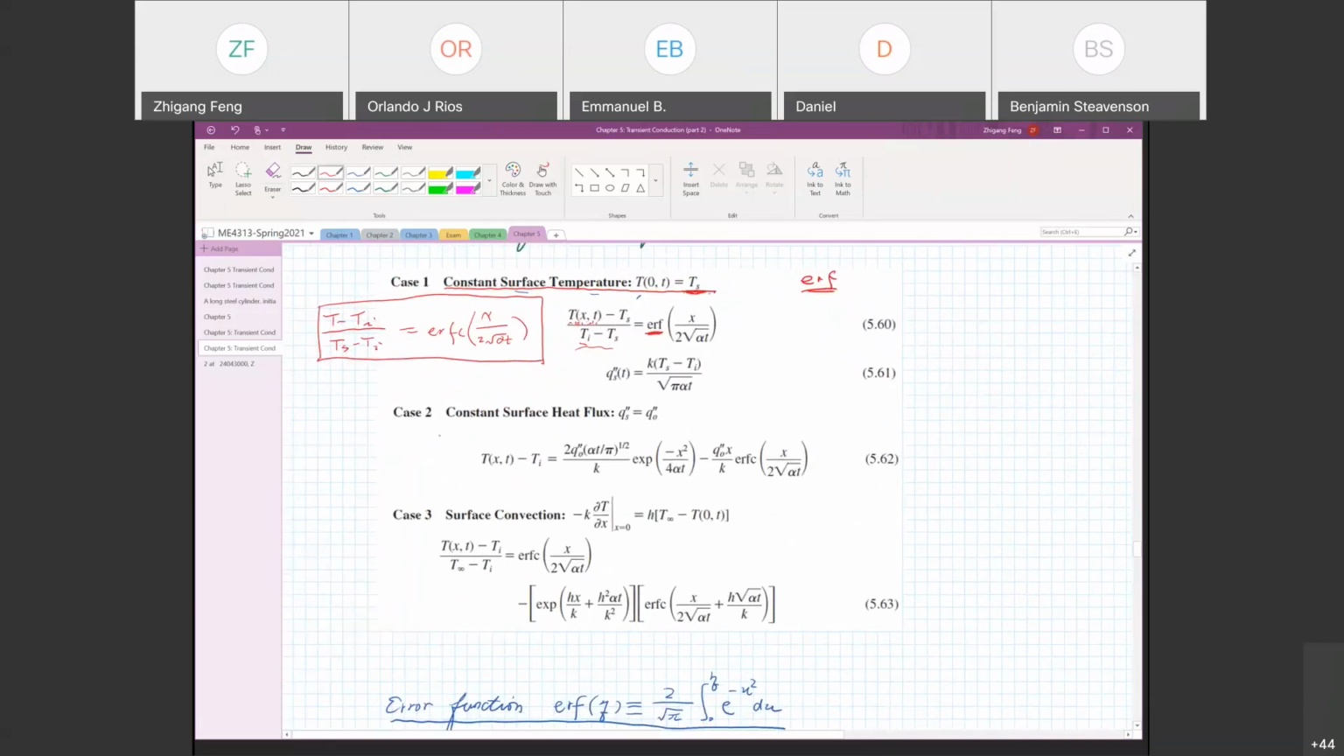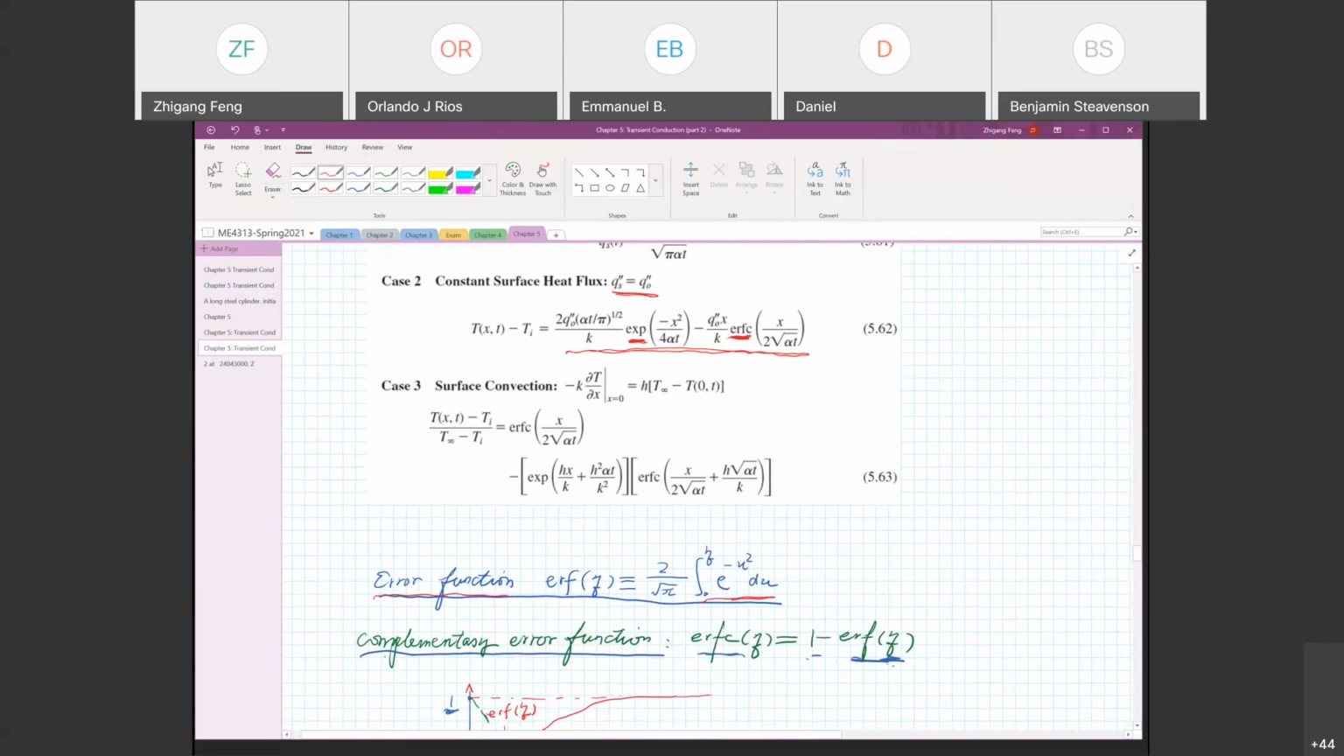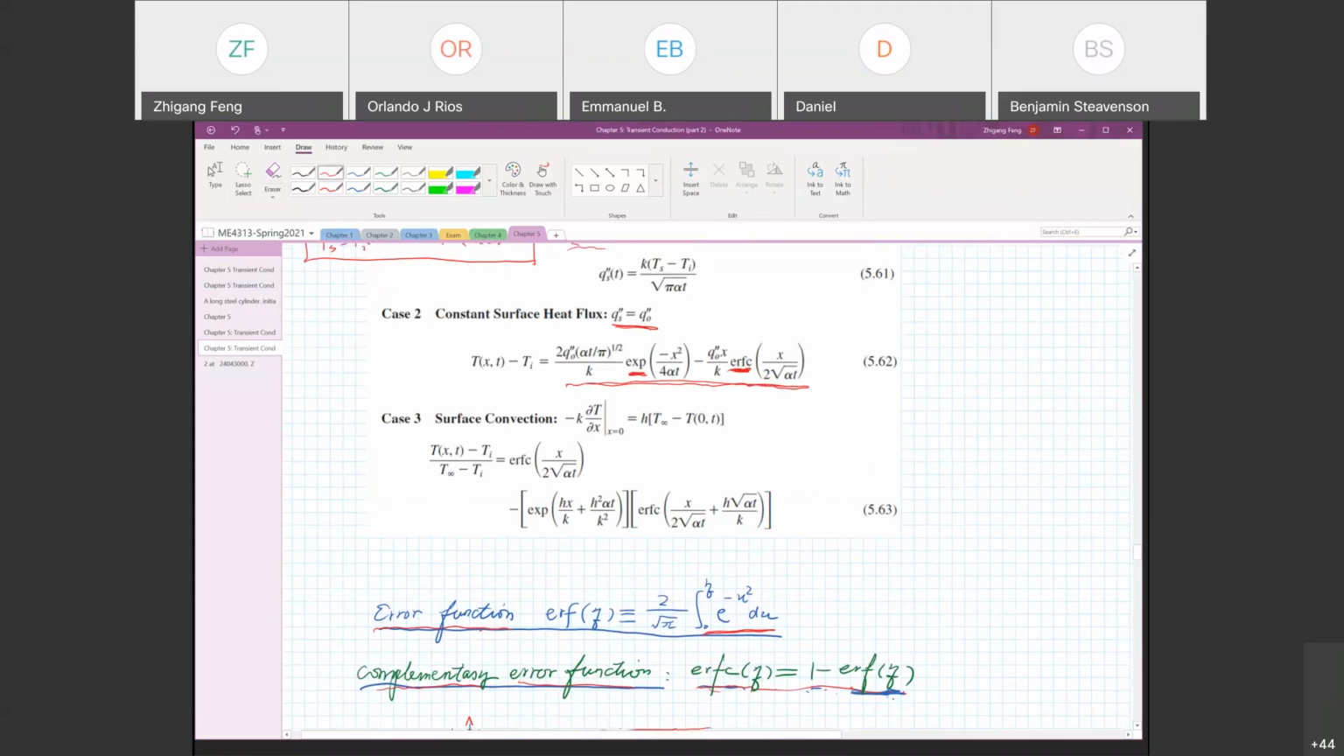The second case is for constant heat flux, and we have a slightly more complicated solution. In this solution, it involves an exponential function and ERFC, that's called the complementary error function. So I have the definition of these two functions. One is the error function, defined as this integral. The other is the complementary error function, ERFC, which is equal to 1 minus the error function. So that's the relationship between the error function and the complementary error function. So case 2 involves a complementary error function.